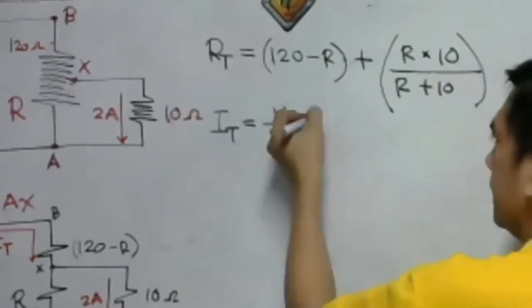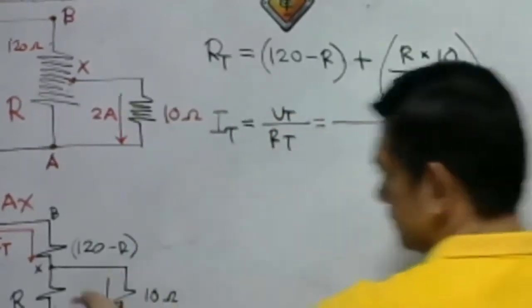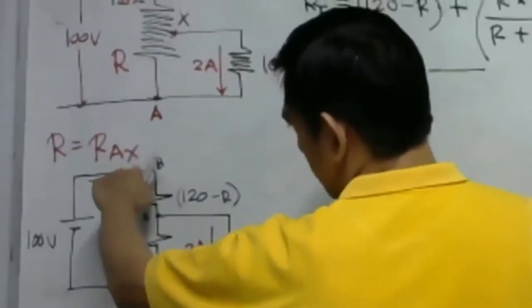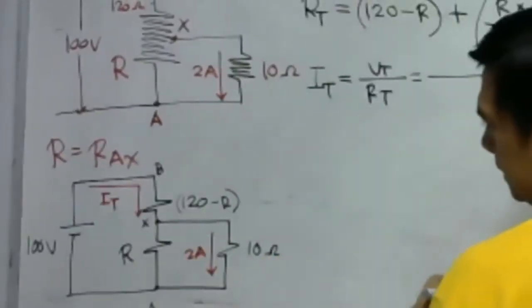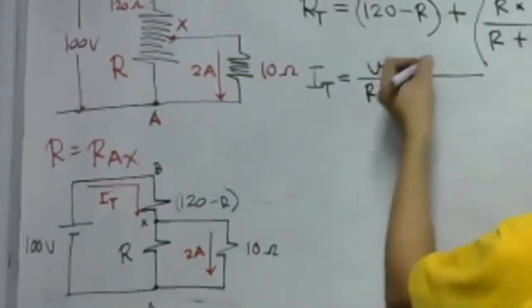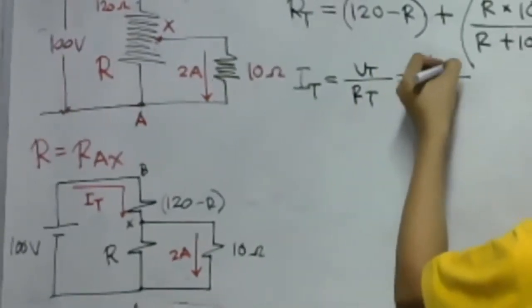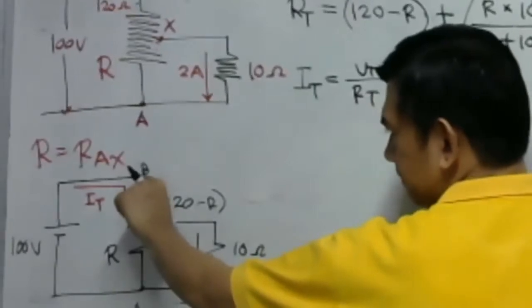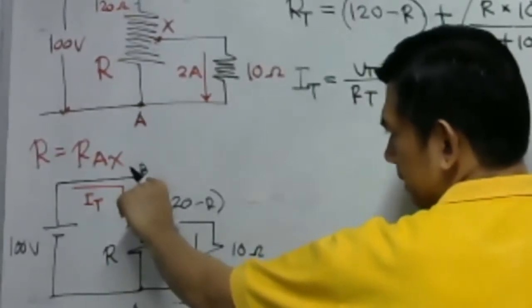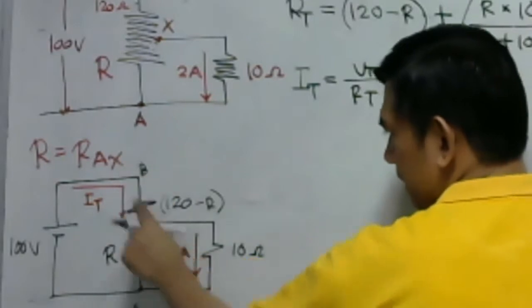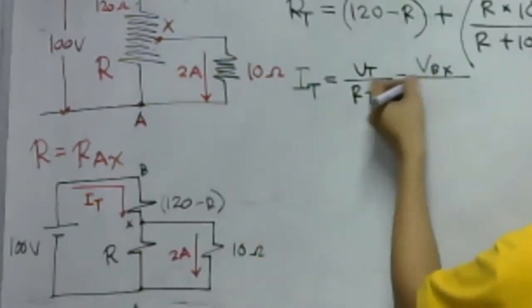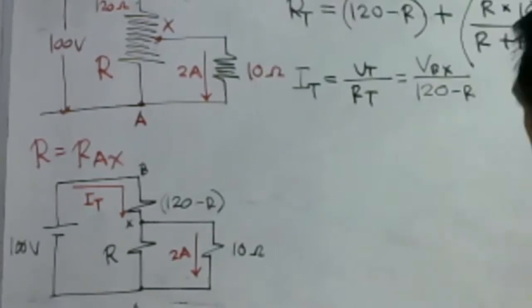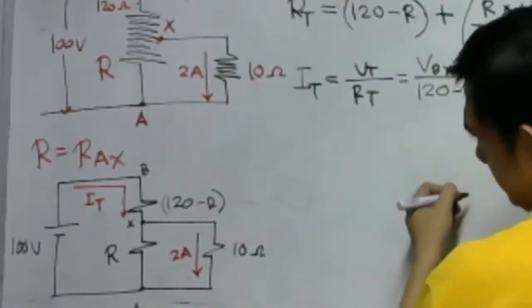What is our I total? The voltage at Bx. What is the voltage here? The voltage divided by the resistance, 120 minus R. But what is the voltage at Bx?